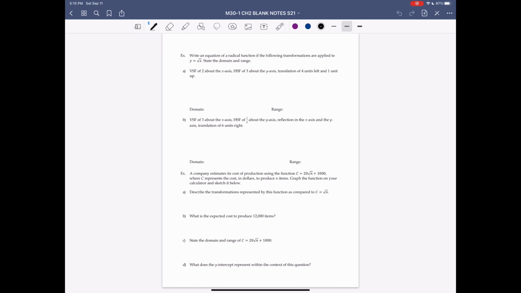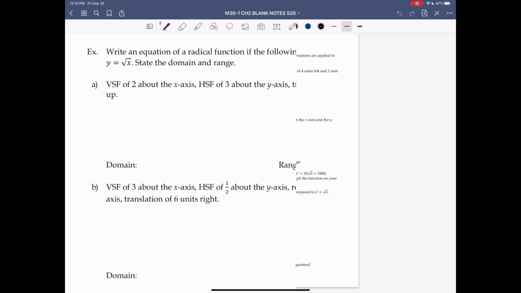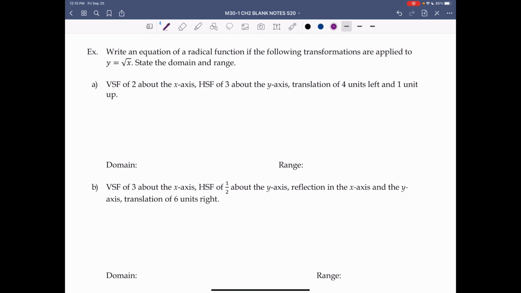Write an equation of a radical function if the following transformations are applied to y equals the square root of x. State the domain and range. Vertical stretch factor of 2 about the x-axis. Horizontal stretch factor of 3 about the y-axis. Translation of 4 units left and 1 unit up.